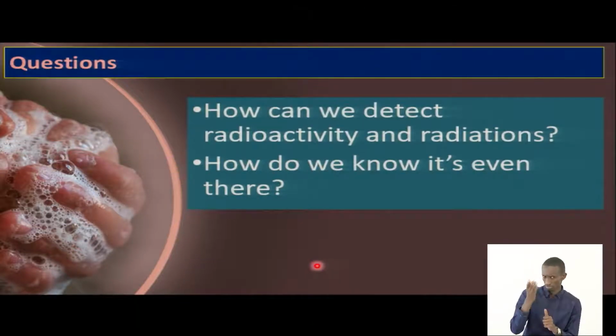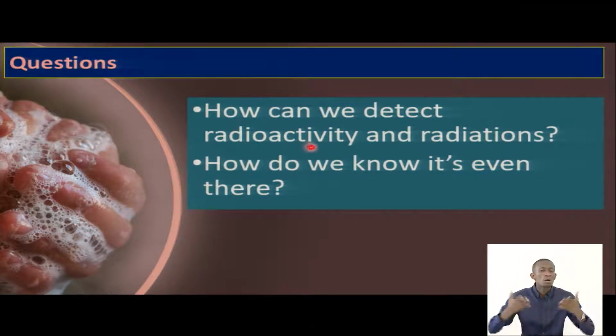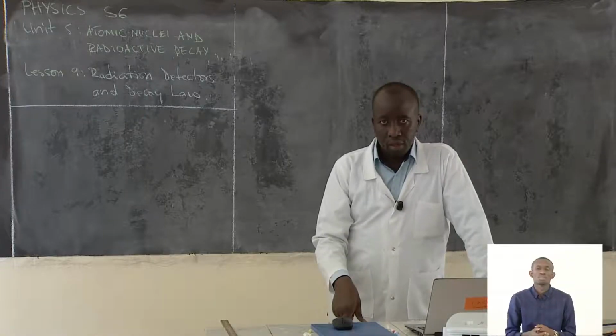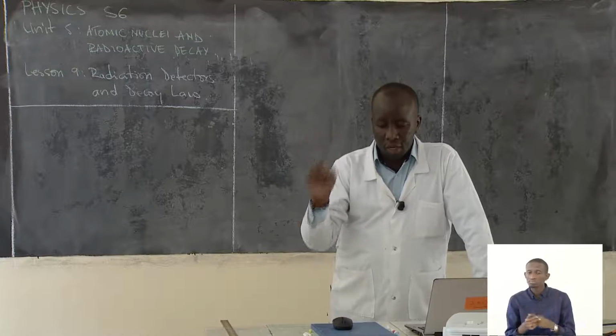Now what we have after this is these questions. You can ask yourself the questions that I have for you here. Now students, here there is question 1. How do we detect radioactivity and radiations? How can we detect this? And how can we know it's even there? How can we know that there is a presence of radioactivity at a given place, or there is a radiation? Here is the answer. The answer is from the title. Do you remember the title of the lesson?